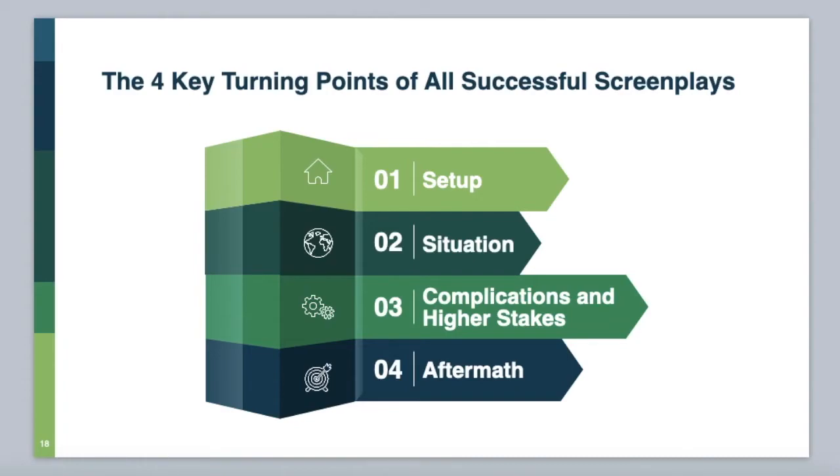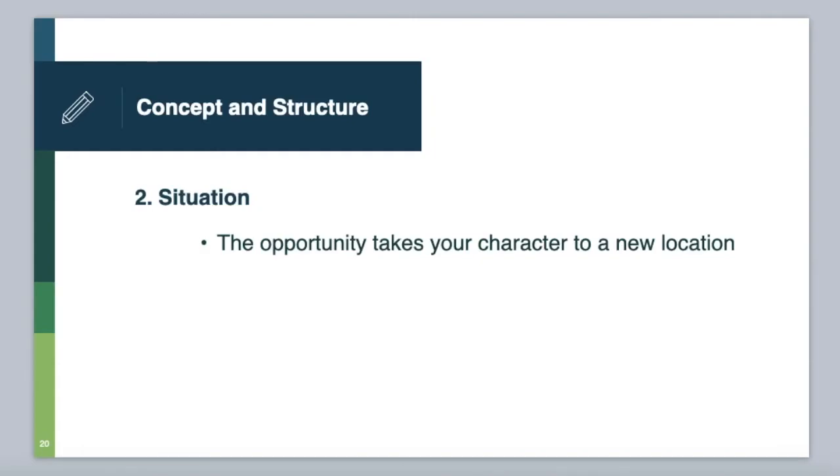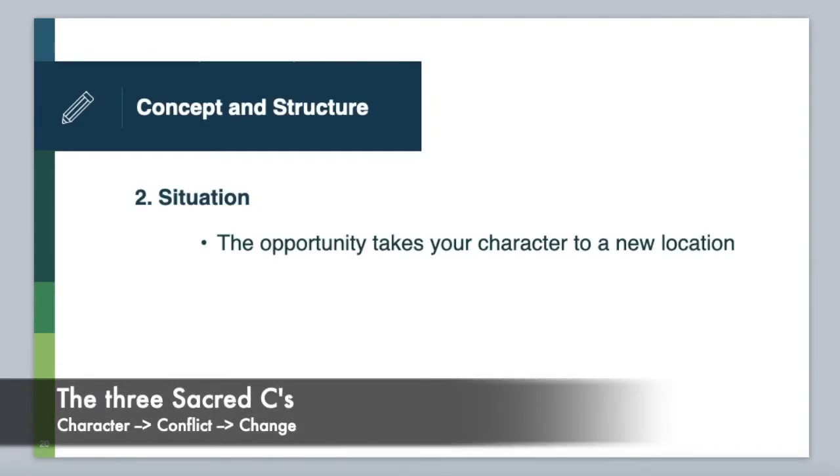Second is situation. You need to recall here your three sacred C's. You have there the character, the conflict, and the change. It is the opportunity wherein your character goes into another location. So first, establish the character. Next is to provide a particular conflict or a climax that will trigger the story to move. The reason why there is a particular change: either a change in the character, antagonist or protagonist, change in the event, or the plot of the story.